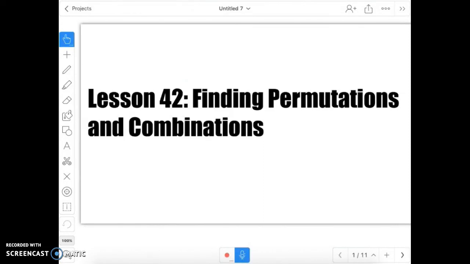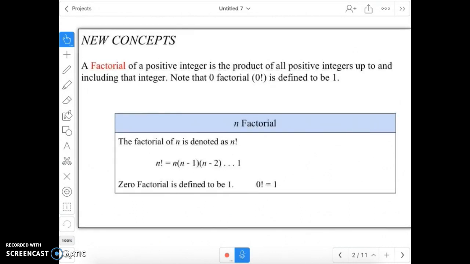Hello. In today's lesson, we're going to talk about finding permutations and finding combinations and just kind of what both of those things are. So to start off with, we're going to have to understand what a factorial is. Now, a factorial of a positive integer is the product of all of the positive integers up to and including that integer. Just one note, if you ever have 0 factorial, that will be defined as 1.